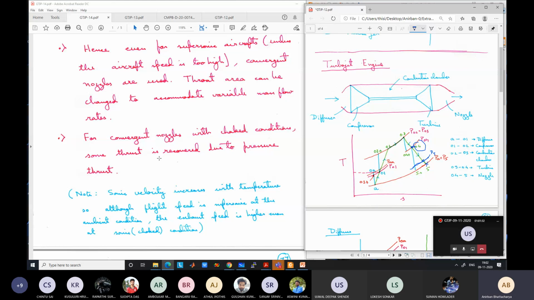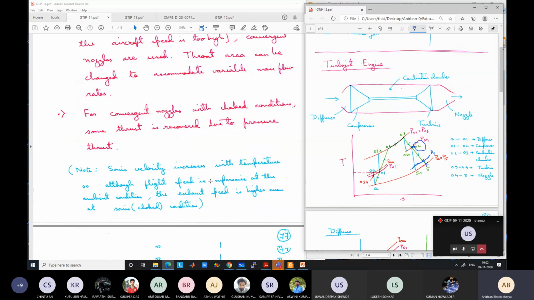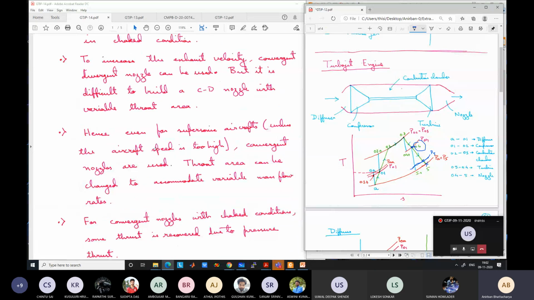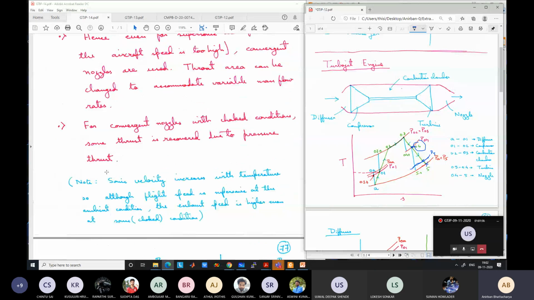And in that case, you cannot fully utilize the pressure difference to expand the gases. So your momentum thrust is lower as compared to a convergent divergent nozzle. However, some of the loss can be recovered because we can generate some pressure thrust. Okay, so this is already there in the notes, whatever we have discussed.